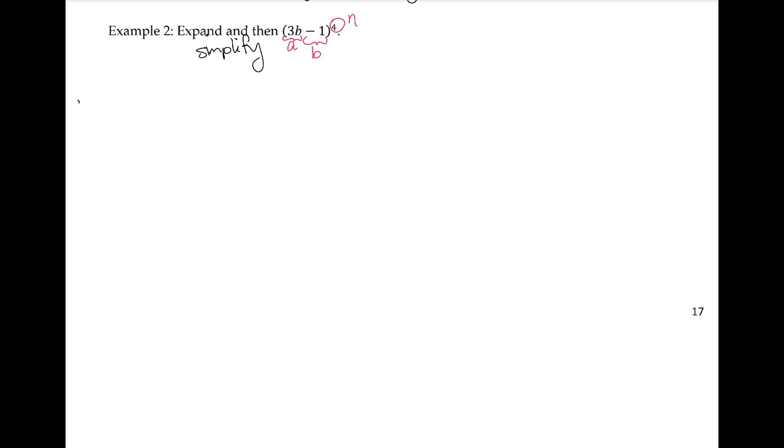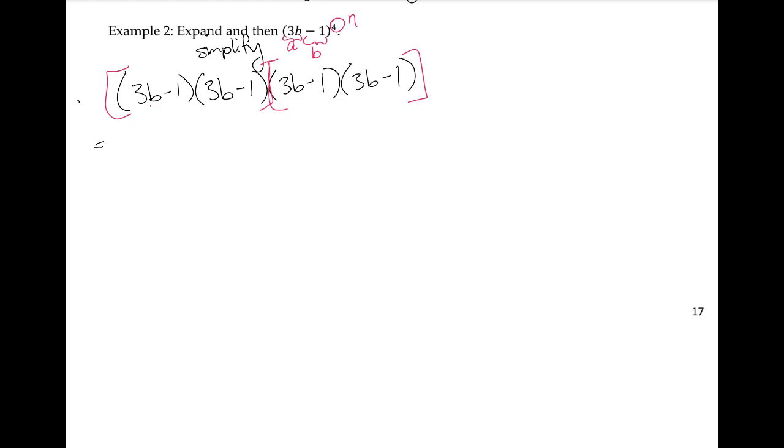So if we were to expand this the old way, ignoring this pink stuff, what I would do is I'd go 3b minus 1 times 3b minus 1 times 3b minus 1 times 3b minus 1. And then I would use FOIL to help myself out. I would group these first two together and the second two together. So I'd end up with 9b squared minus 6b plus 1.